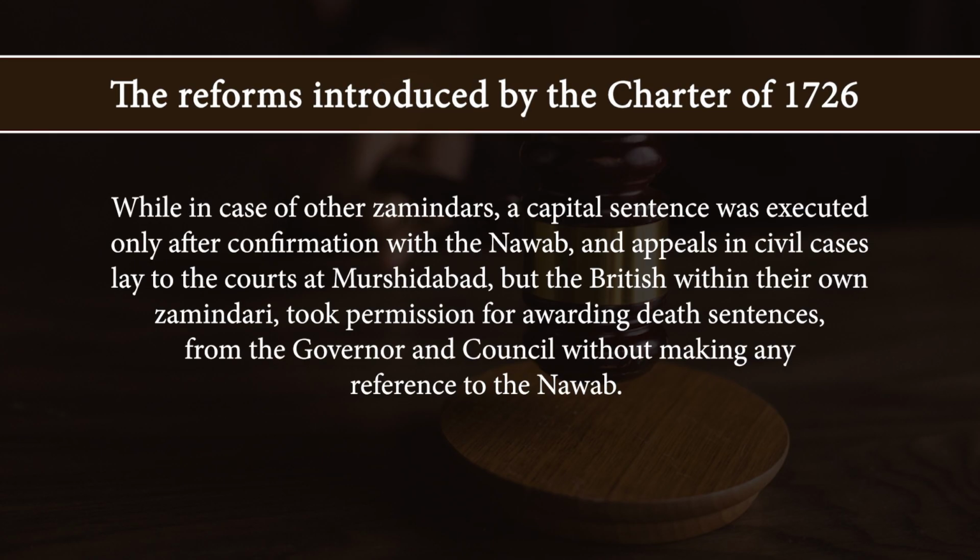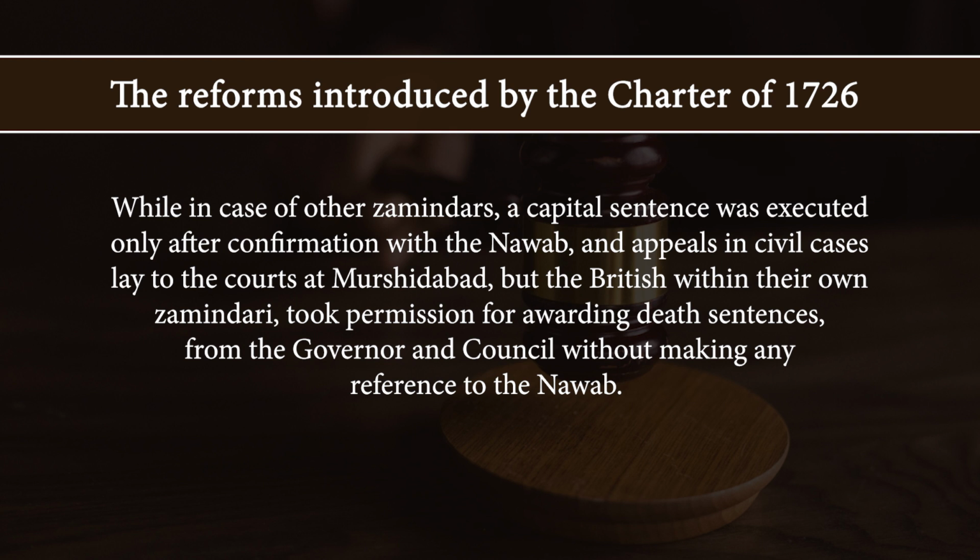As discussed earlier, in 1700 the East India Company appointed an English member of the Governor's Council as the collector of the Jamidari. The collector was empowered to collect revenue and decide civil, criminal and revenue matters. While in the case of other Jamidars, a capital sentence was executed only after confirmation with the Nawab, and appeals in civil cases lay to the courts at Murshidabad.